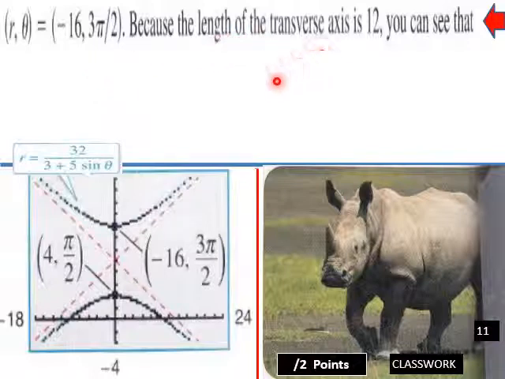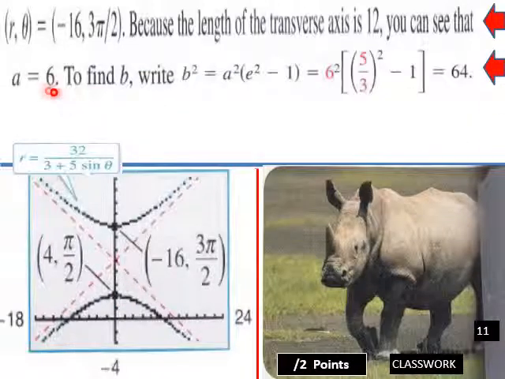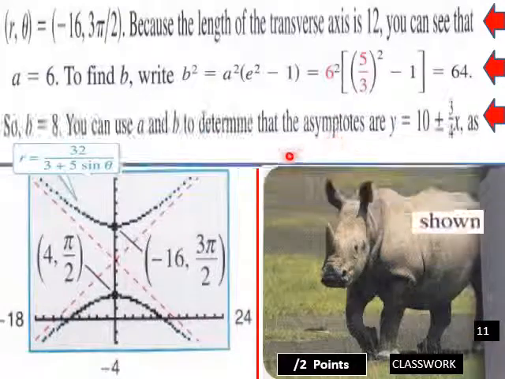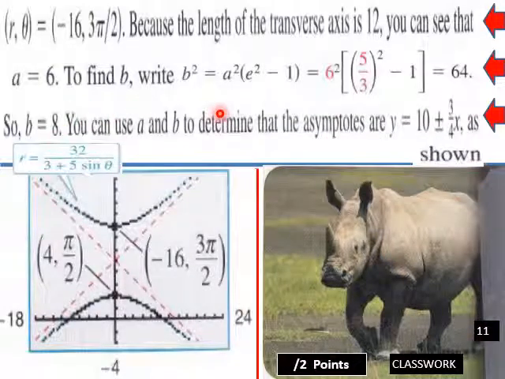Because the length of the transverse axis in this situation here is 12, you can see that a equals 6. Since 2a equals 12, you know a equals 6. To find b, b squared equals a squared times the quantity e squared minus 1, and when we plug in our values here, we have 6 squared times the quantity (5 over 3) squared minus 1 equals 64. So b equals 8 in this situation here.